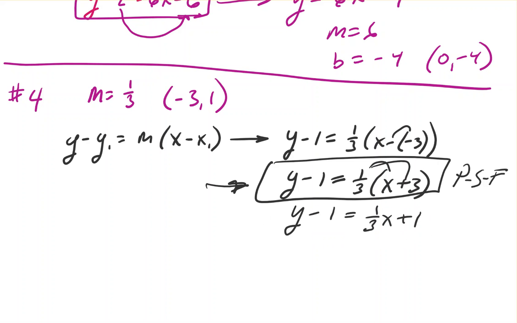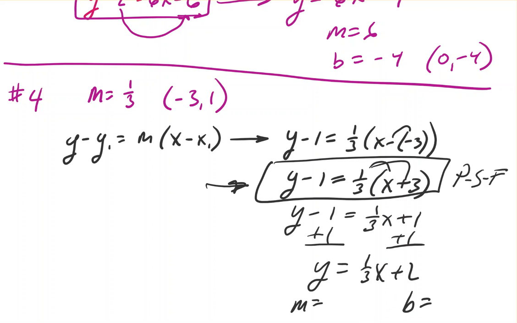So because I am being nice, I'm going to show you plus 1, and this is going to get you y equals 1/3 of an x plus 2. So if I asked you to find M and I asked you to find B in order to graph it, M would be 1/3, up 1, right 3, and B would be the ordered pair 0, 2.